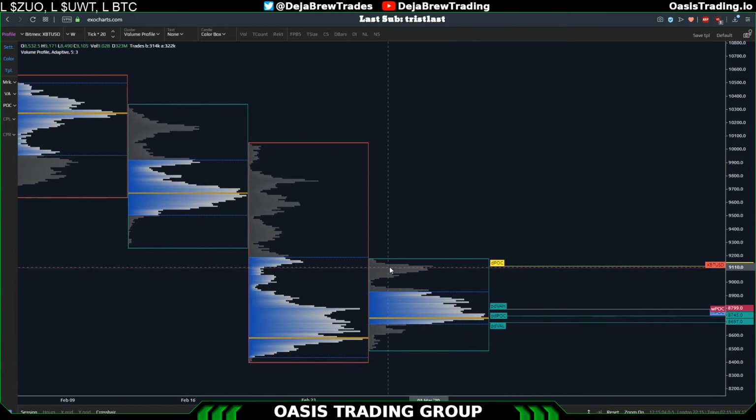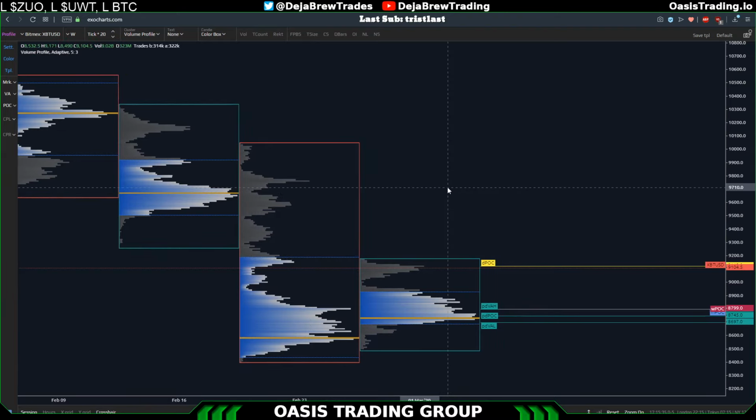Which is another good point. Look at where you failed. You failed right on the previous week's value area high. So it tried to push higher. It didn't have the momentum to get above the previous week's value area high, right? So to confirm this bottom here, what I would want to see is for either this candle or the next weekly candle to start to find value above the previous week's value area high, which is this blue line right here. Okay?